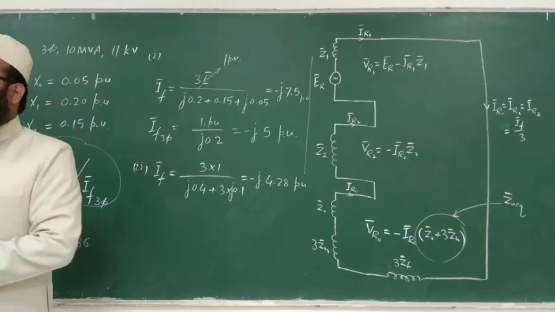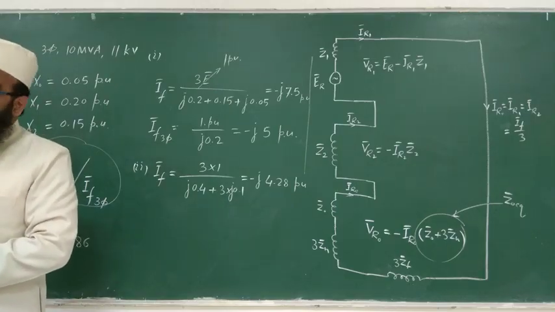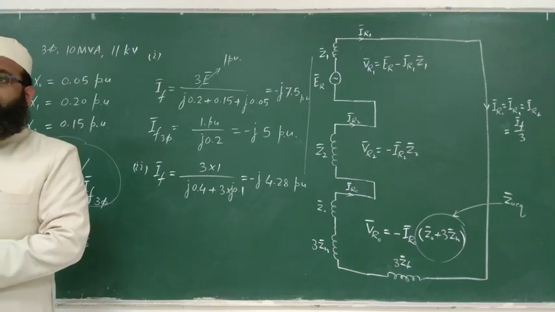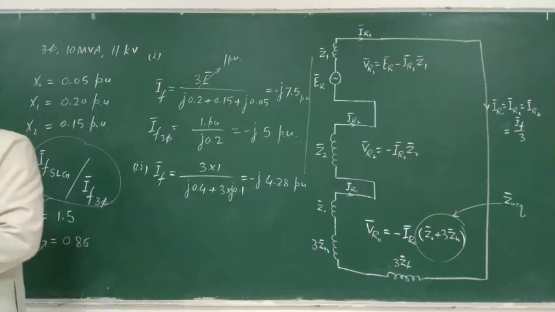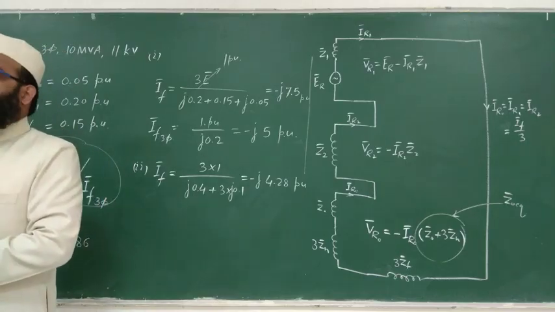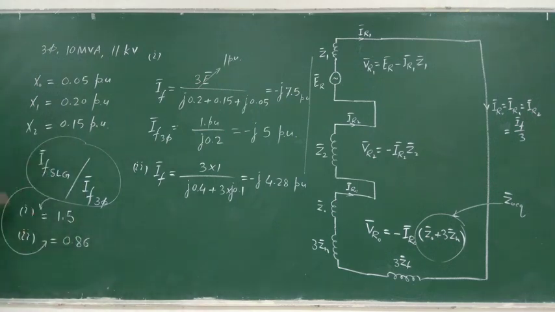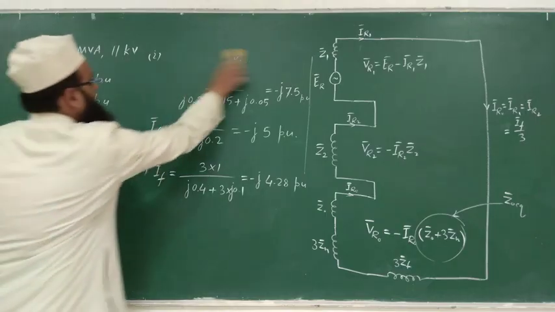But if someone asks, is a symmetrical fault always the most severe? You can say symmetrical faults are most severe except certain conditions. When the condition is this one, neutral is solidly grounded and a single line to ground fault has occurred, in that case that fault is more severe than this. I will take one or 1.5 minutes. So quickly for that, we will write one expression.